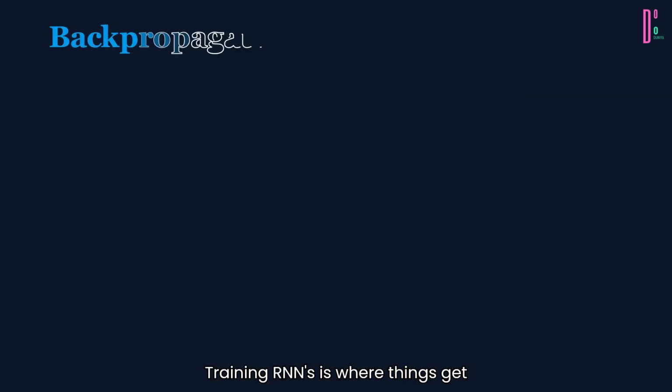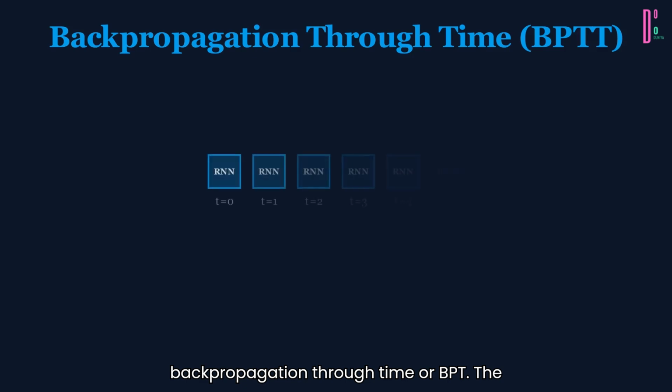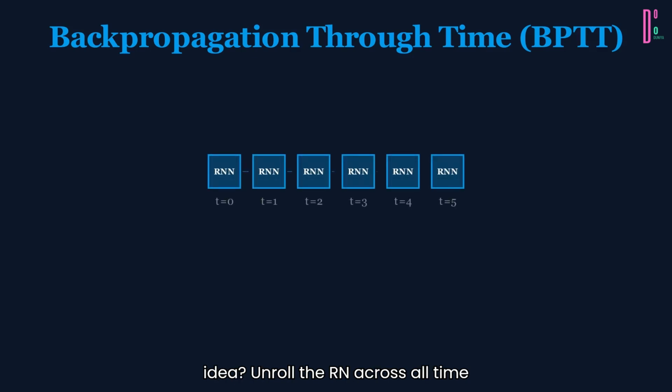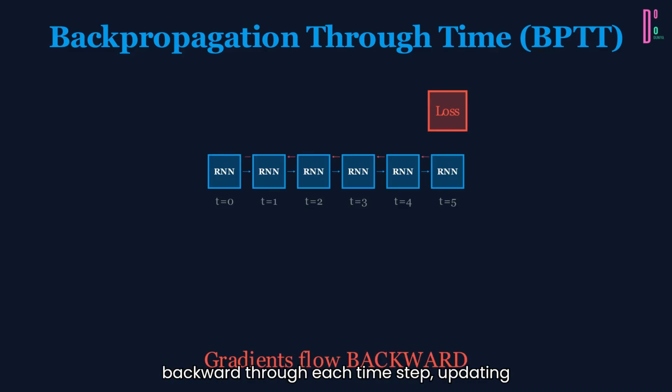Training RNNs is where things get interesting and challenging. We use backpropagation through time, or BPTT. The idea, unroll the RNN across all time steps, then backpropagate errors from the output all the way back to the start. At the last time step, we compute the loss. Then we propagate gradients backward through each time step, updating the weights.